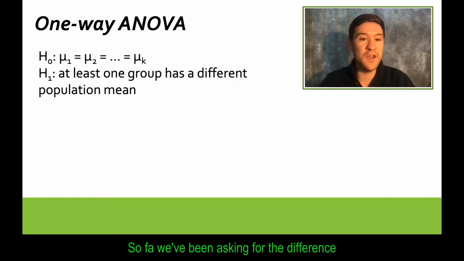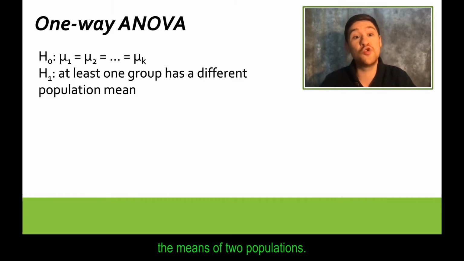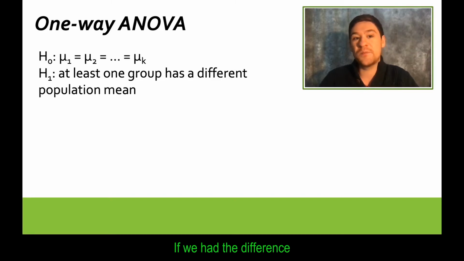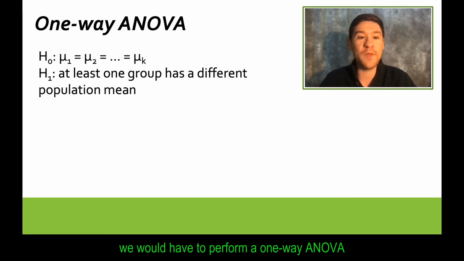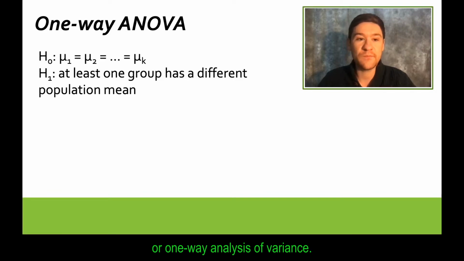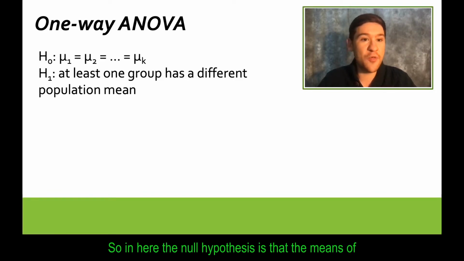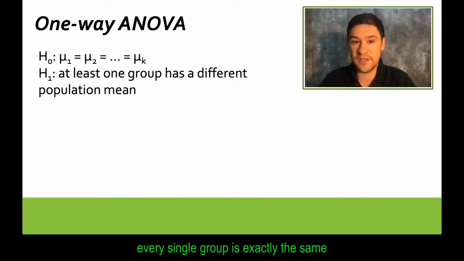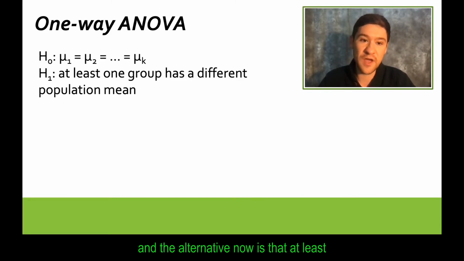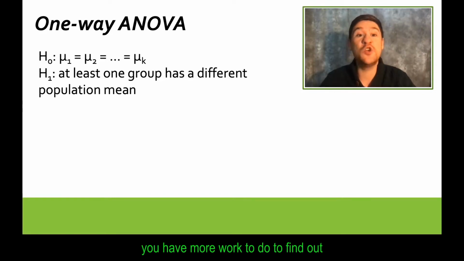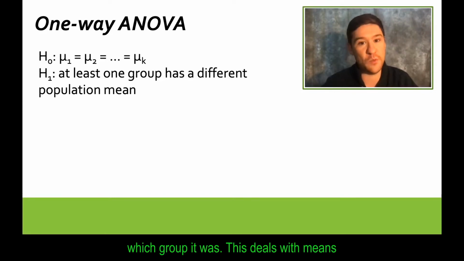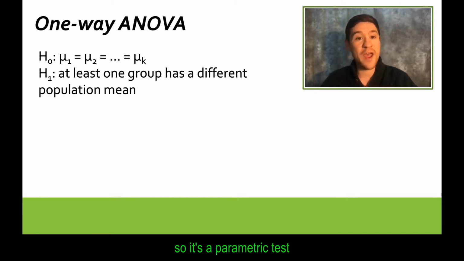So far, we've been asking for the difference between the means of two populations. If we had the difference between more than two populations, three or more populations, we would have to perform a one-way ANOVA, or one-way analysis of variance. So in here, the null hypothesis is that the means of every single group is exactly the same. And the alternative now is that at least one of those groups has a different population mean. So if this comes out as significant, you have more work to do to find out which group it was.